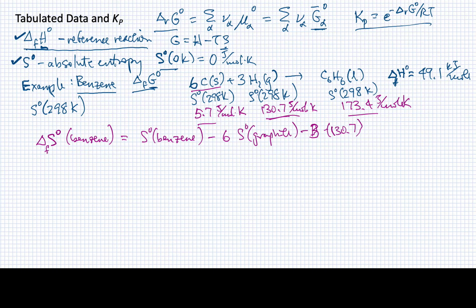And when I get through adding all of these things up, I see I've mixed this up. I should have put absolute entropy for hydrogen gas here. But when I plug in my values for benzene and for graphite and do this calculation, I'll find that the entropy change for this process would in fact be negative 252.9 joules per mole Kelvin.